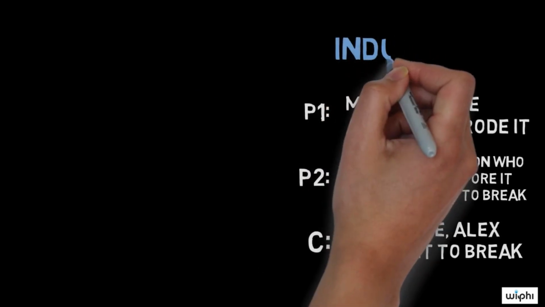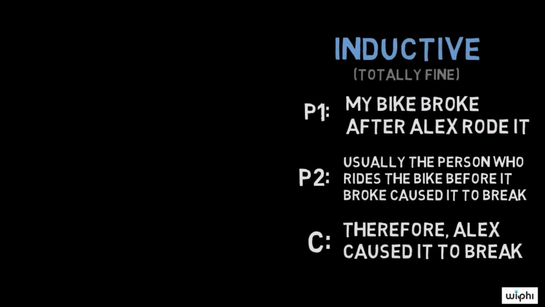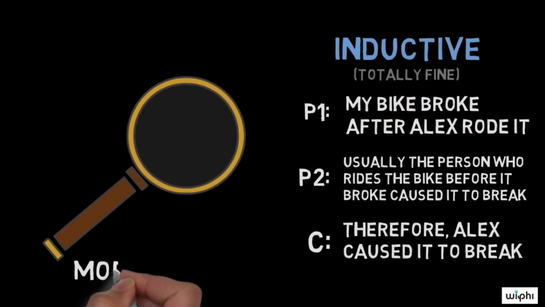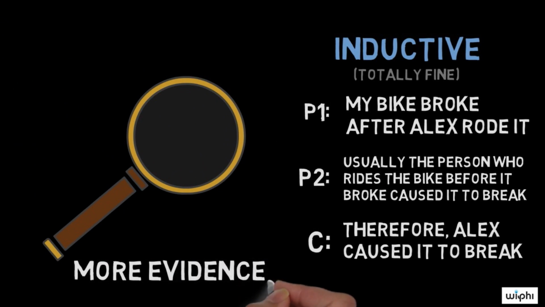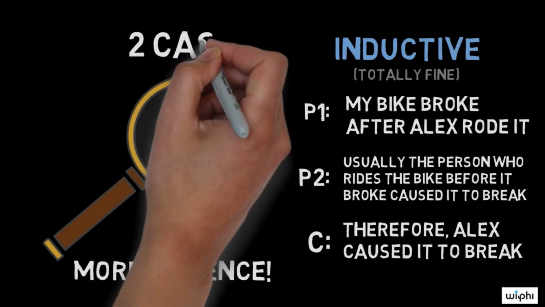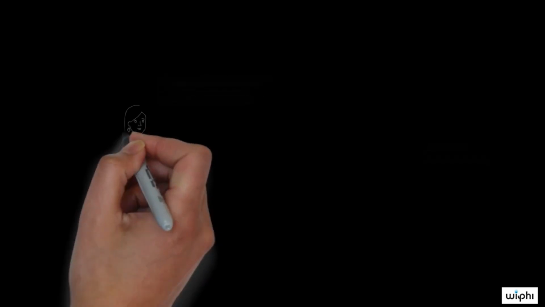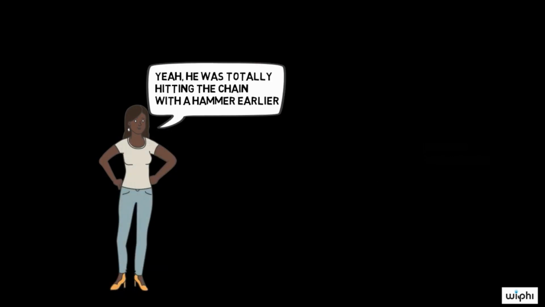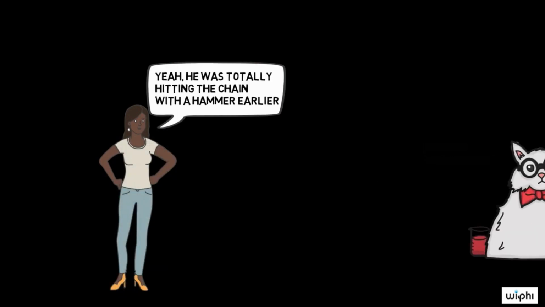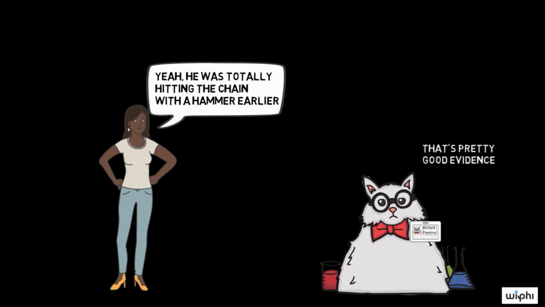But this argument is now inductive, which is fine. However, it shows us that we need more evidence that Alex broke my bike in order to conclude that he broke it, as opposed to the bike just breaking no matter what. So let's consider two cases with more or less evidence. Case 1. Suppose my other roommate, Aaliyah, saw Alex hitting my bike chain with a hammer, and then she told me about it. If this were the case, I would have better evidence, a better case for concluding that Alex broke my bike. So let's consider now case 2.